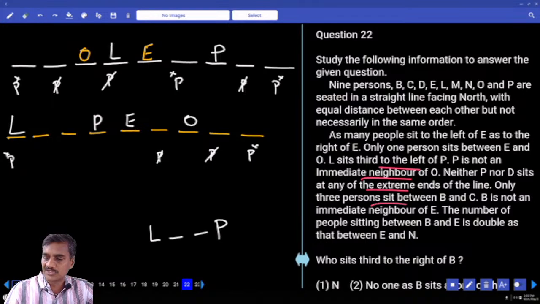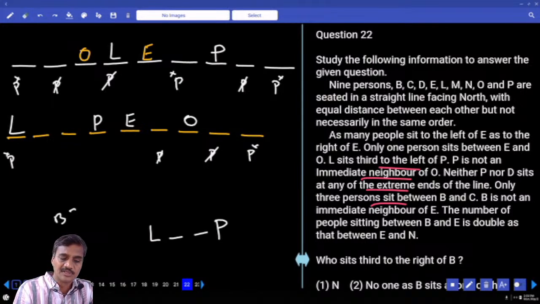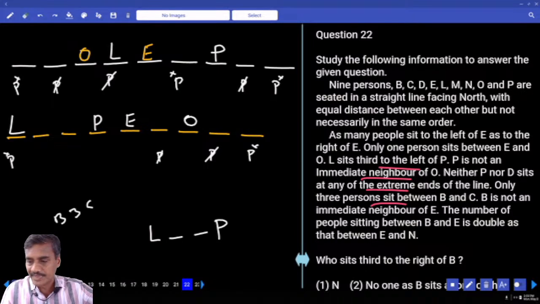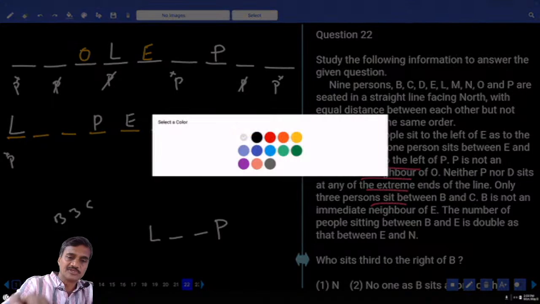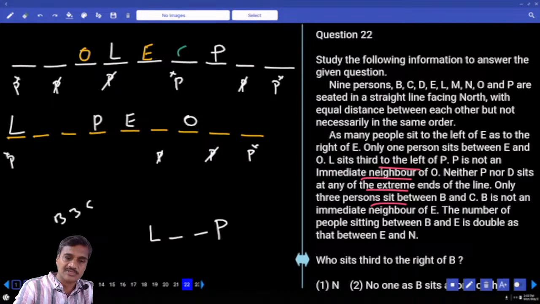And only 3 persons between B and C. And in between B and C, how many people are there? 3 persons between B and C. And B is not an immediate neighbor of E. Now B is not an immediate neighbor of E, isn't it? Hence, 3 persons between B and C means C must be here. And 3 persons between B and C, B.